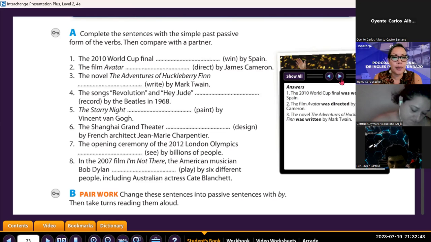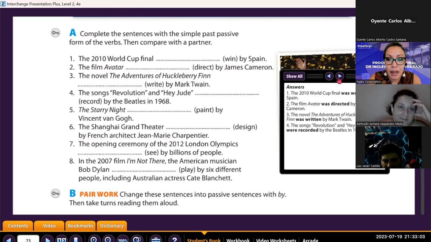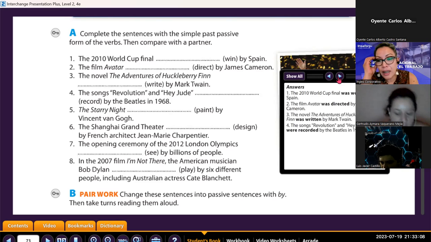Number four, volunteers. The song Revolution and Hey Jude was recorded by the Beatles in 1968. Yes, thank you, Luis. Was recorded by the Beatles in 1968. Very good. That was number four.